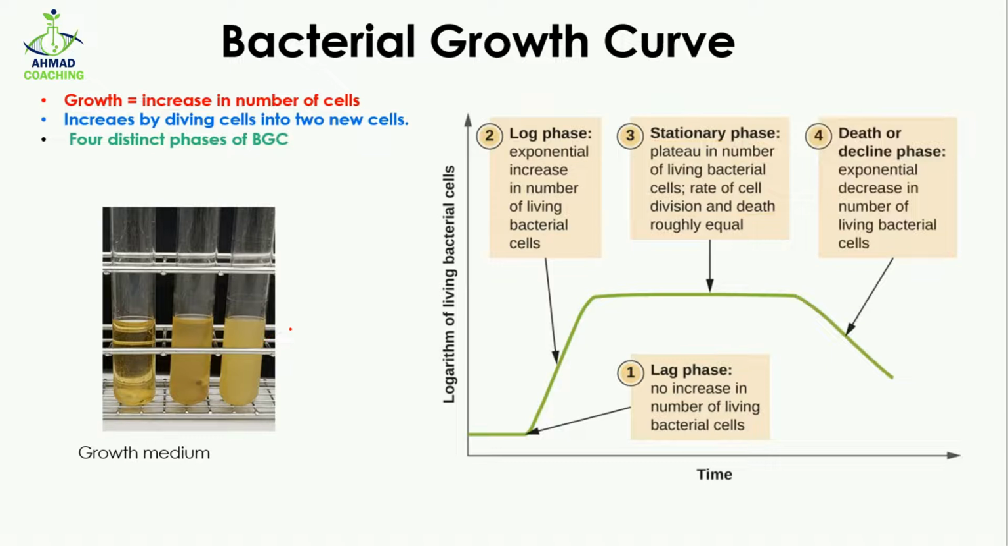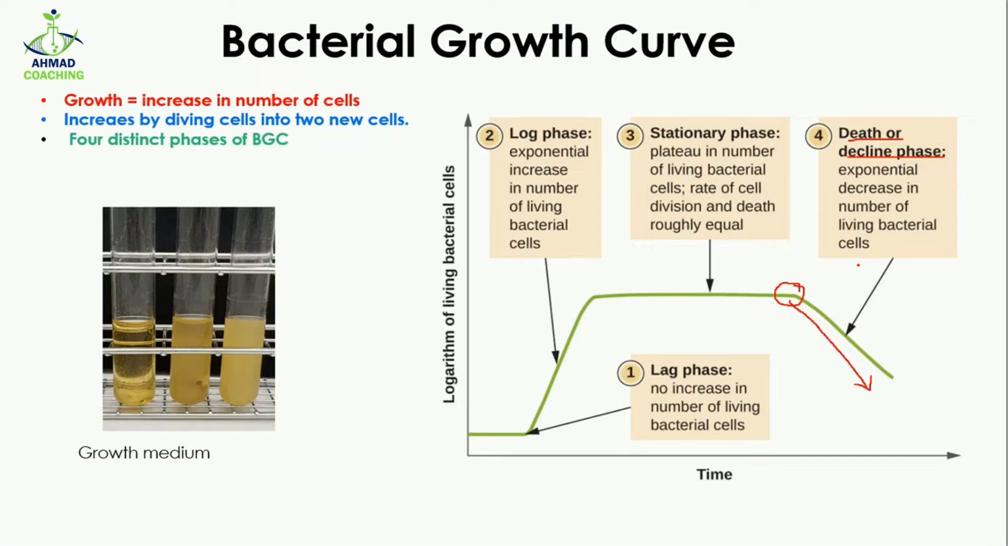Then comes the last phase, which is known as the death or decline phase. This is the phase where the number of dying cells has increased. It means now the cell division has decreased, and the cells which were present at this time are going to die, and because of their death we have fewer bacterial cells in the medium. So this is the phase of death or decline. We can say that an exponential decrease in the number of living cells is known as the death or decline phase.